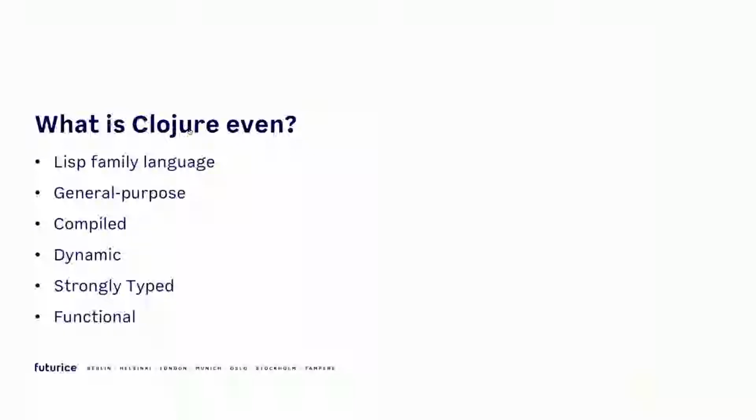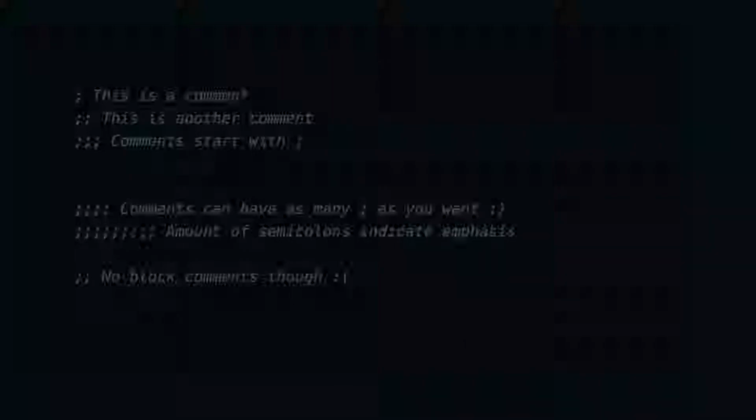And the first example we'll look at is a comment. The comments in Clojure start with the semicolon. And you can have as many semicolons as you like. There's no limit to them. The amount of semicolons usually indicates emphasis that this comment is more relevant than the other comment. There are no block comments though, so if you want to block out a whole section of code, you have to write a semicolon on each line.